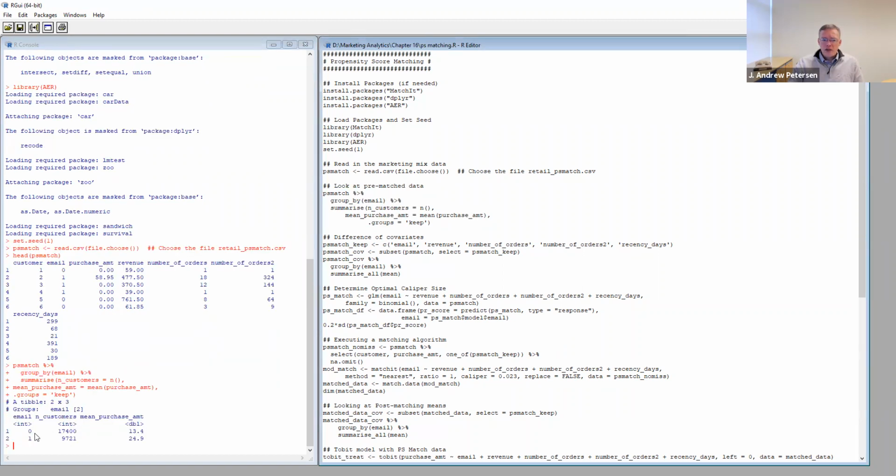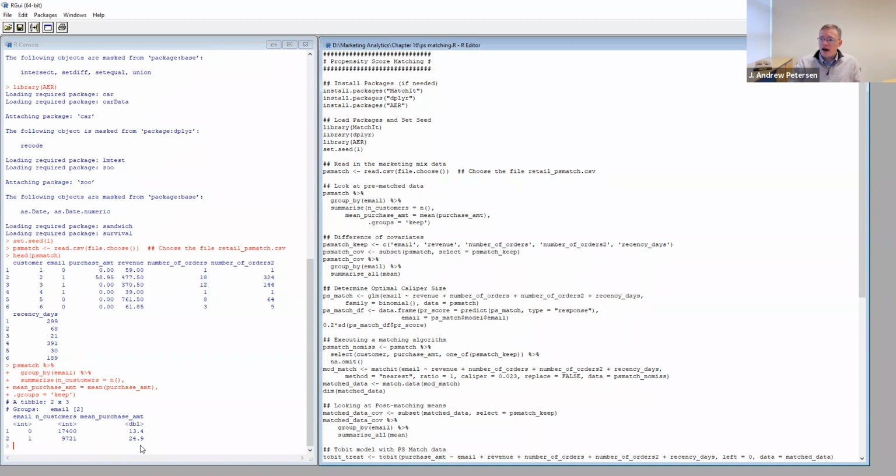So this will create a little table for us. It'll sort people by whether we have their email or not. We have about 17,400 customers in our database where we don't have their email, and about 9,271 where we do. During the campaign, we see the average purchase amounts of the no email customers, about $13.40, and for the email customers, about $24.90.